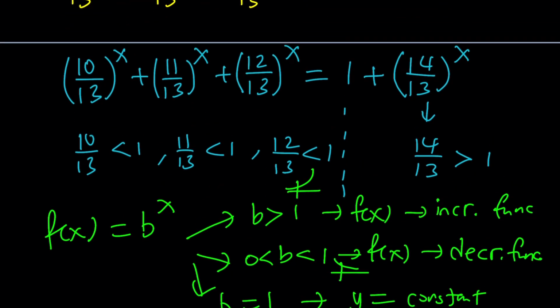Now, what happens on the left-hand side? All of these are less than 1. So this is a decreasing function. This is decreasing, and this is decreasing. Now, what happens if you add decreasing functions? You get a decreasing function. Why? Let's talk about it.